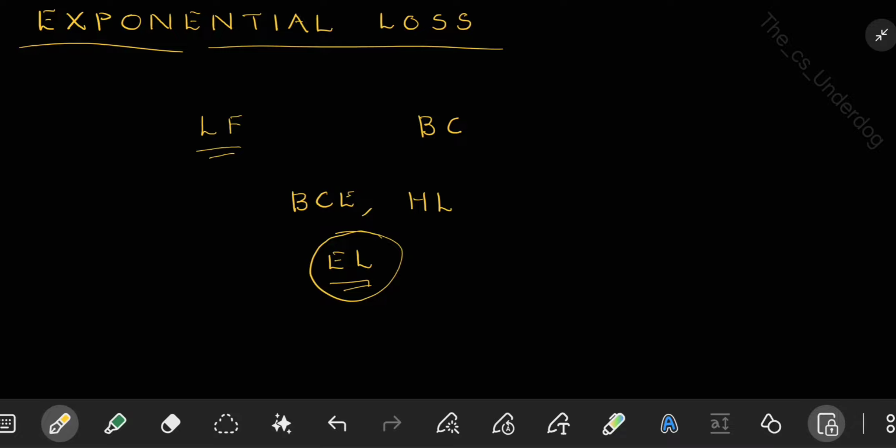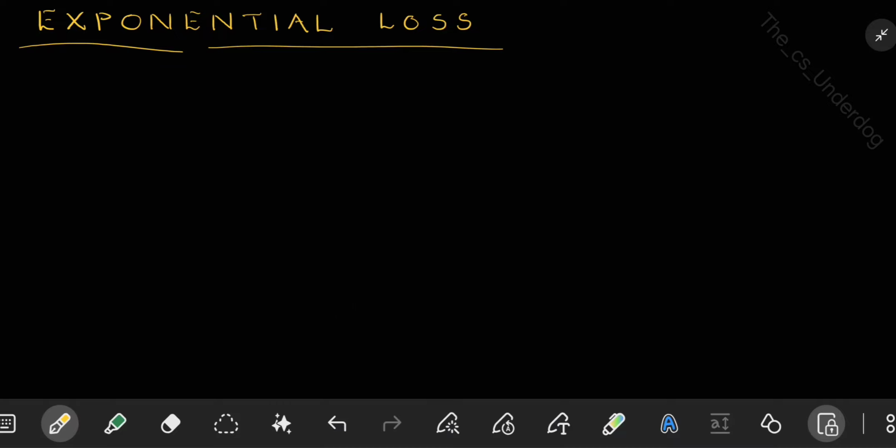One thing to point out here, this is the loss function that is used in AdaBoost. When we go to those lectures, we'll explain how it is used there. For now, we'll see how exponential loss works. How is the loss function working? What is the logic behind it? Okay. Let us start with exponential loss.